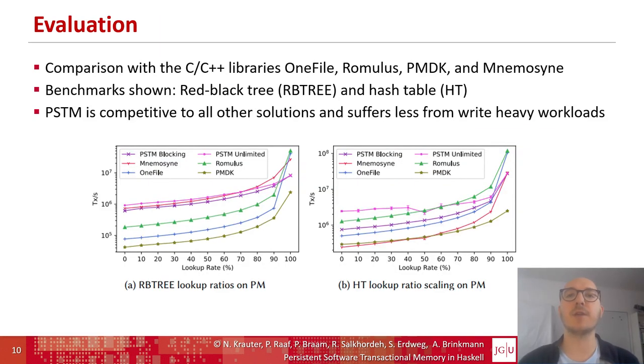Finally, let us look at a comparison of PSDM with other persistent transaction libraries out there. We here show the results of RedBlackTree and Hashtable benchmarks. However, we have more in our paper. We analyzed the libraries OneFile, Romulus, PMDK, Mnemosyne, and compared it with our system. There are three possible operations that we perform on the data structures: either lookup or insert or delete with equal probability. The x-axis of the figures shows the lookup rate, which is the percentage of transactions that only perform lookups, thus only do reads on the data structure. The y-axis is the transactions performed per second.